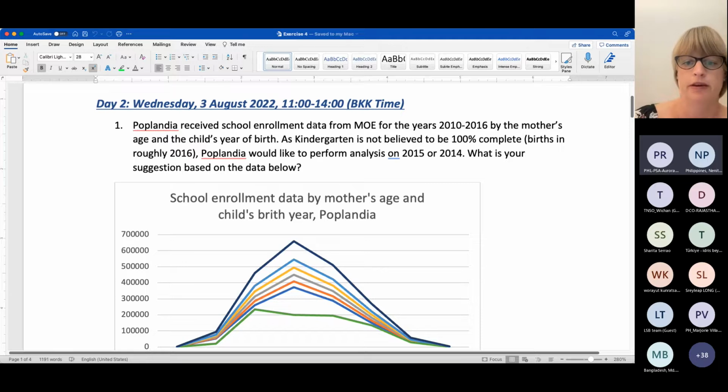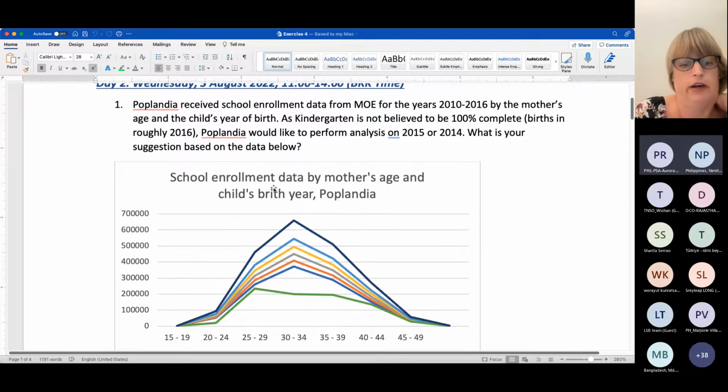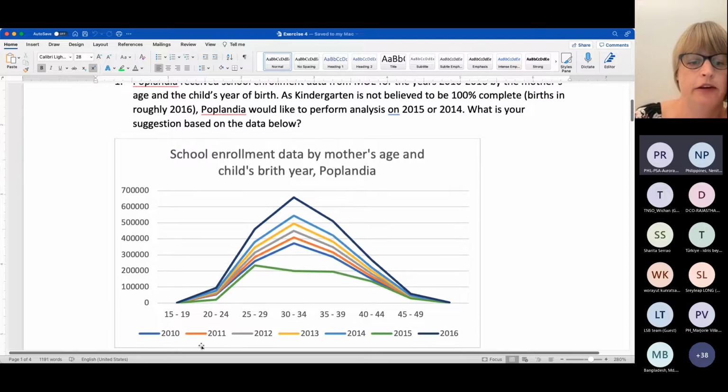Poplandia received school enrollment data from the Ministry of Education for the years 2010 to 2016 by the mother's age and the child's year of birth. So we're looking here at this nice little graph. This is the age of the mother when the child was born, and each of these little lines is a different year of birth.